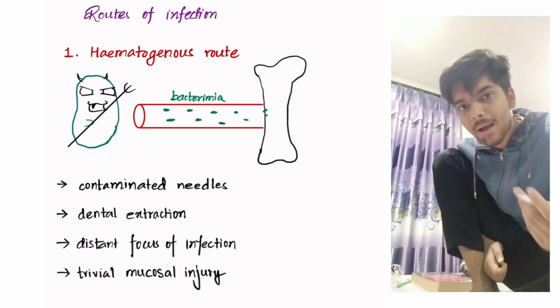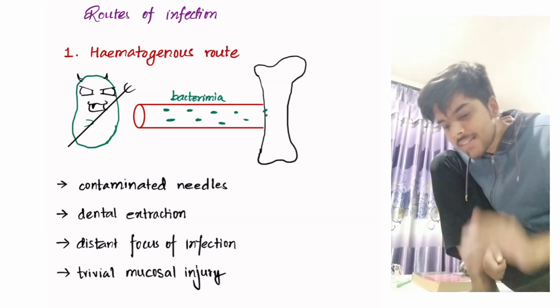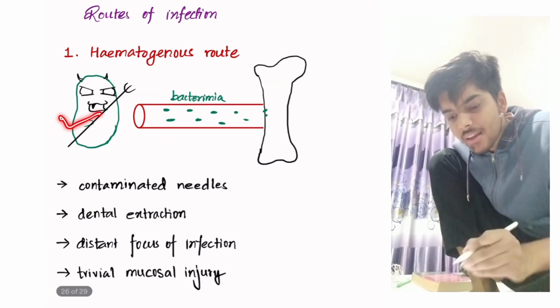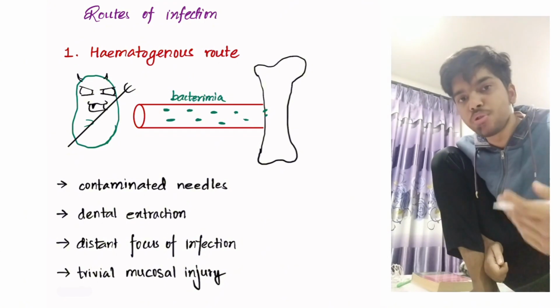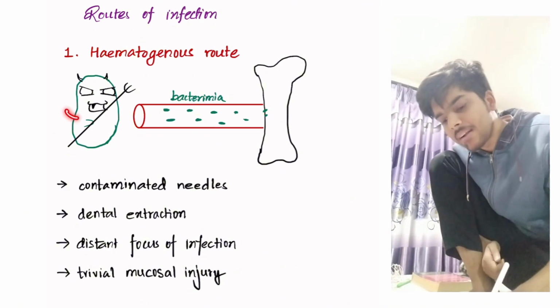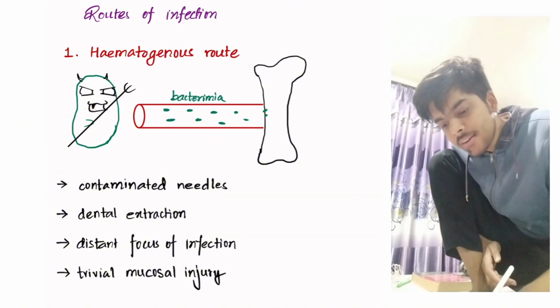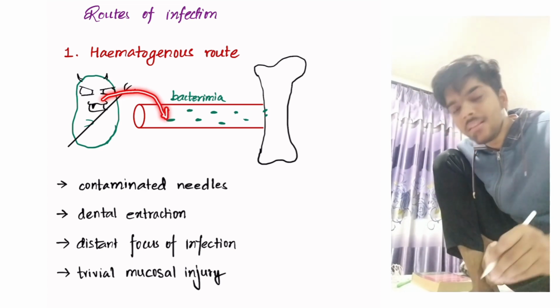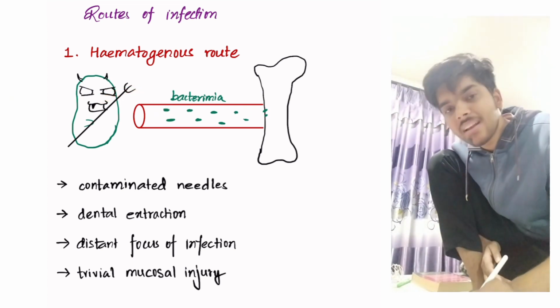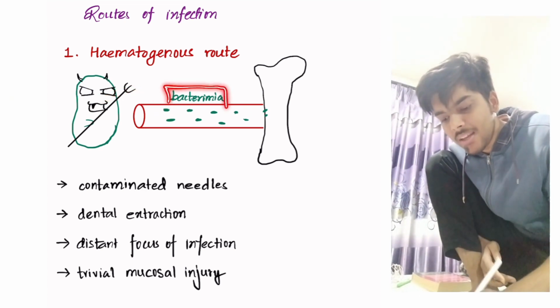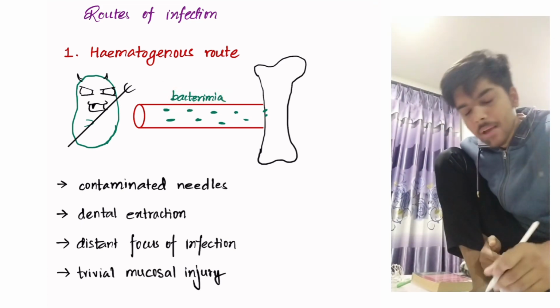That means by bloodstream. Let's say this bacteria right here holds the capacity to cause osteomyelitis. This bacteria somehow enters the bloodstream. In the bloodstream, the bacteria travels in the form of bacteremia. What is bacteremia?